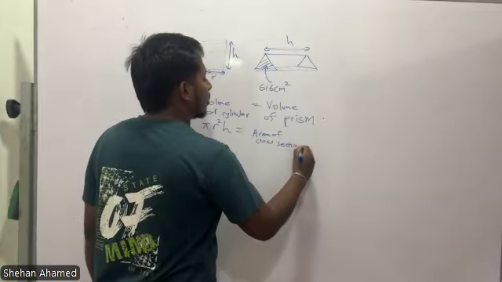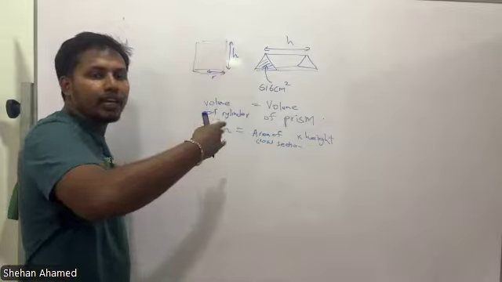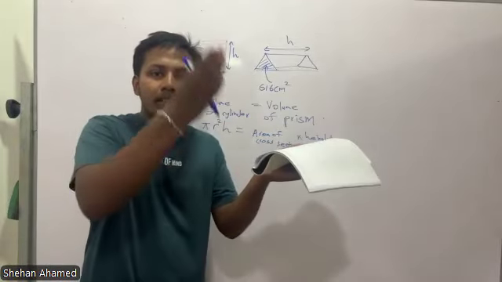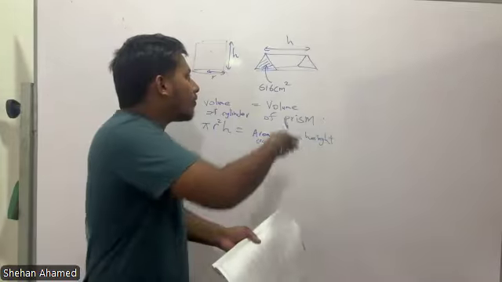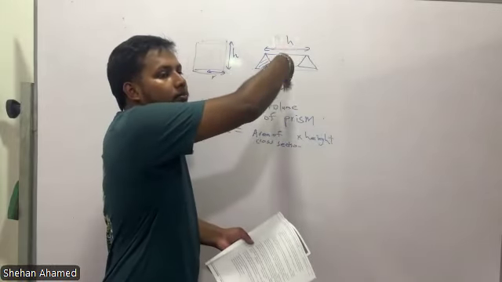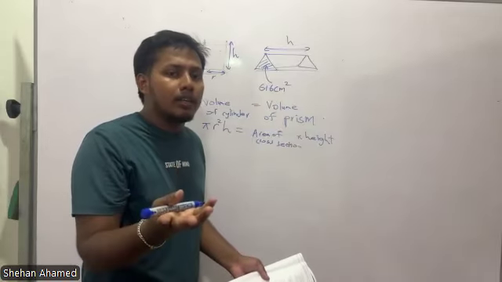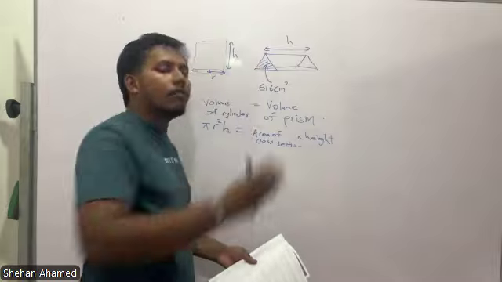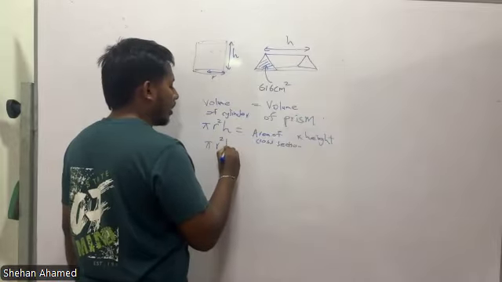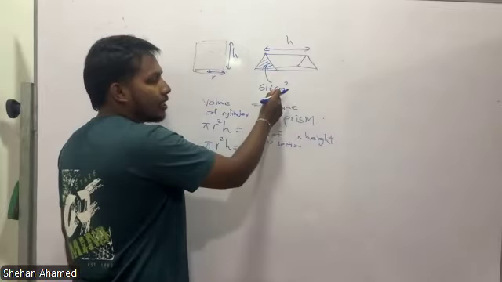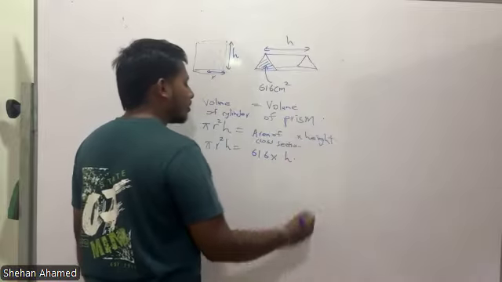Multiply by height. I told you several times when doing the session, when you take a solid, if you keep on cutting the solid, if you end up with a certain shape, for example, if you cut this prism like this using a knife, the shape that you are getting is a triangle. So it's the area of cross section. Okay. So pi r squared h equals area of cross section, which is a triangle, they have clearly given 616, multiplied by height, which is h.